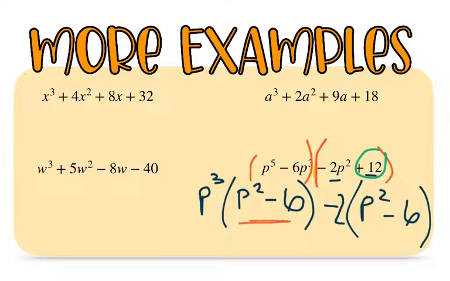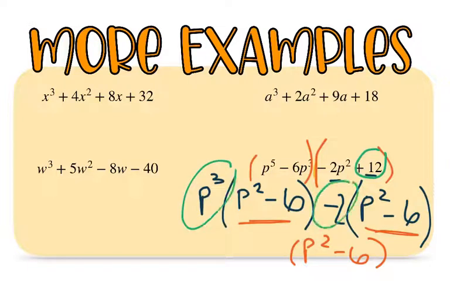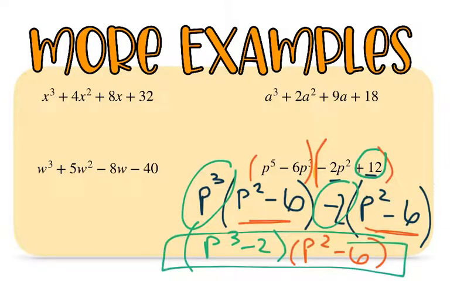And now notice you have matching groups, so that's good. So we can write down the matching group, so p squared minus 6 as one of your terms, and then we write the leftover terms as the other, p cubed minus 2. And that's it. That's your final answer. P cubed minus 2, parentheses, p squared minus 6. And we have factored by grouping, and we're done.